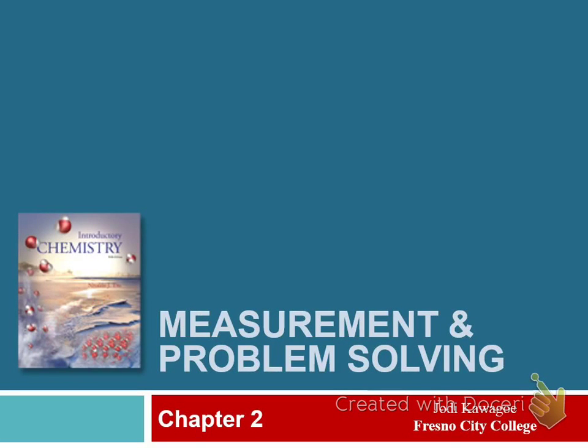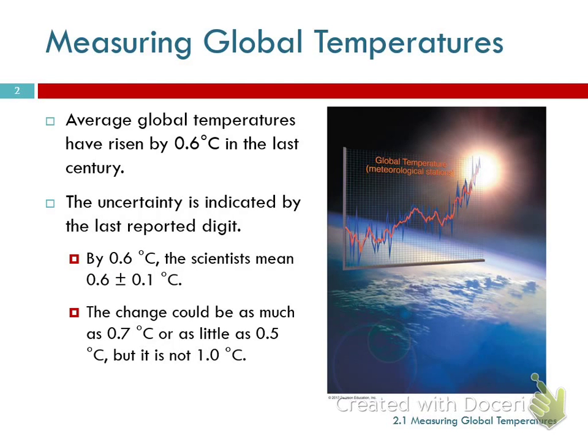Measurement and problem solving. Chapter 2 is a really important chapter for this class because it's a lot of foundation about numbers. Measuring global temperatures. There's a lot of concern about global warming, and when we sit here in this overheated classroom, we think, maybe the planet is heating up, right? It sure seems like it right here.